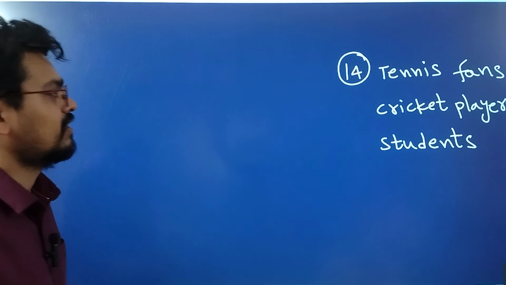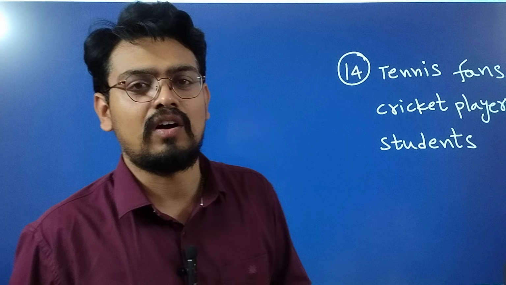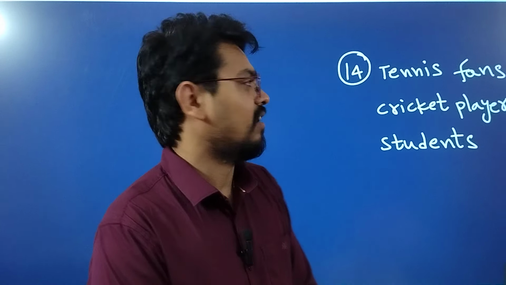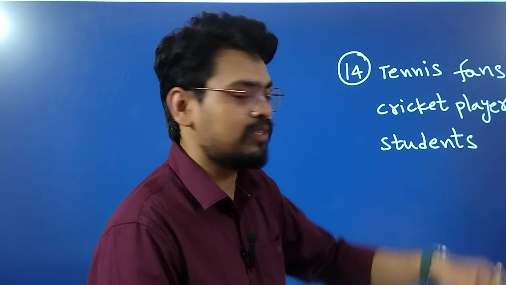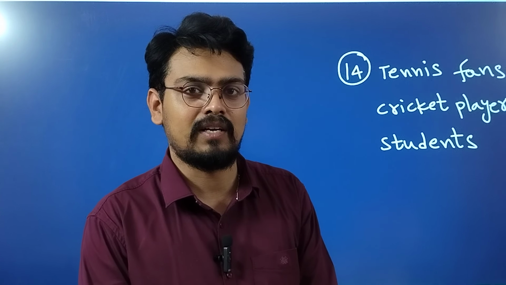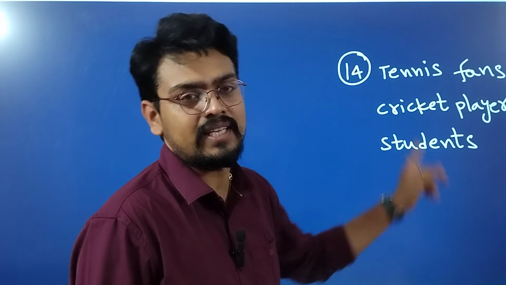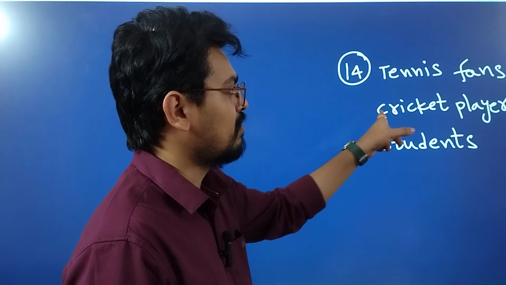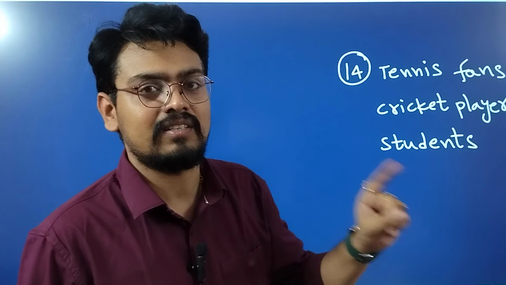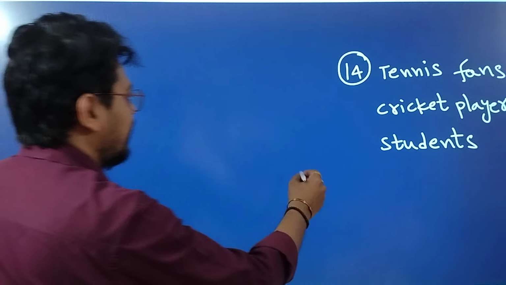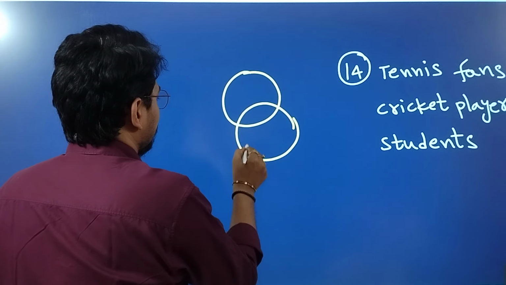Clear? Next, tennis fans, cricket players and students. How will we interlink this? All the tennis fans can be cricket players. Yes. All the cricket players can be students. No? Yes or no? There is a possibility here. Students can be cricket players and tennis fans. Tennis fans can be cricket players and students. Cricket players can be tennis fans and students. So that's why the three are interlinked. When three are interlinked, we will get a circle like this.